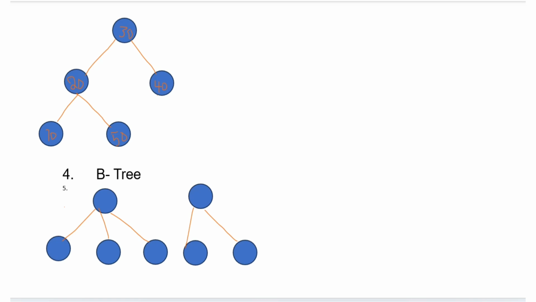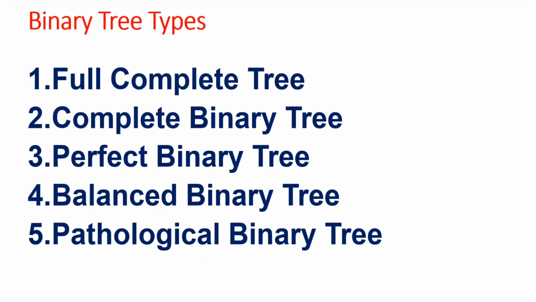Next, we move on to the tree types. There are 5 types in binary tree types. First one is full binary tree. Next one is complete binary tree. Next one is perfect binary tree. Next one is balanced binary tree. Fifth one is pathological binary tree.